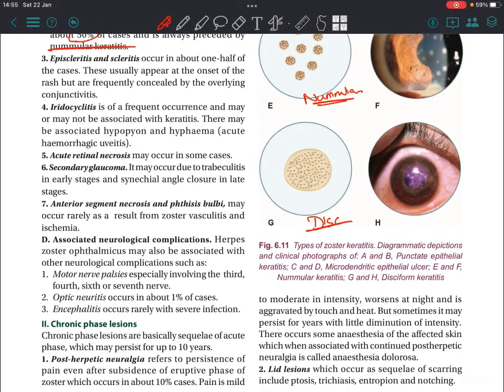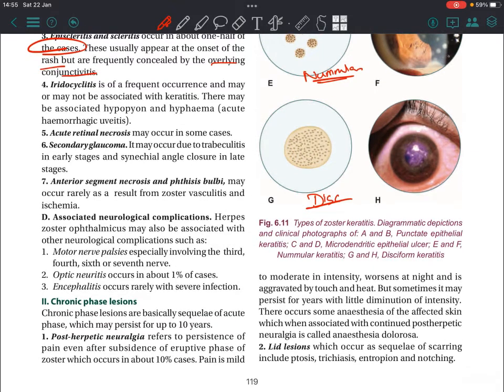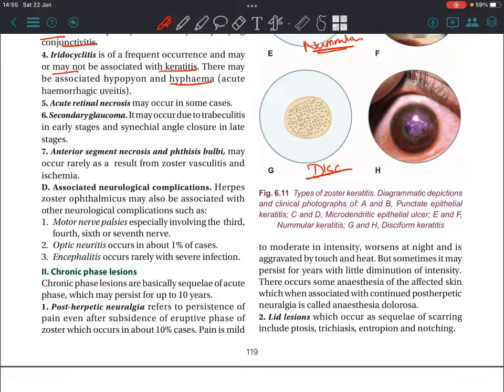Episcleritis and scleritis occur in about 1/2 of the cases. These usually appear at the onset of rash but are frequently concealed by overlying conjunctivitis. Iridocyclitis is of frequent occurrence and may or may not be associated with keratitis. There may be associated hypopyon and hyphema.